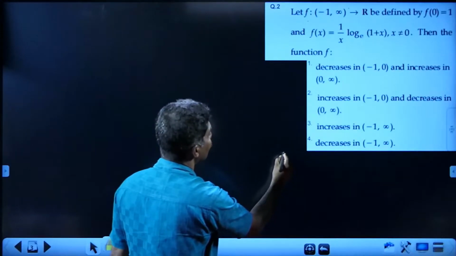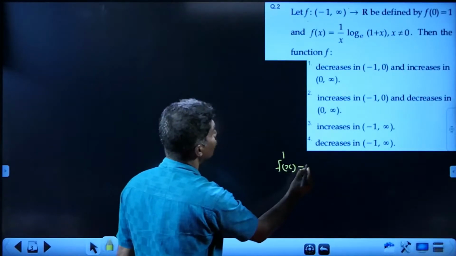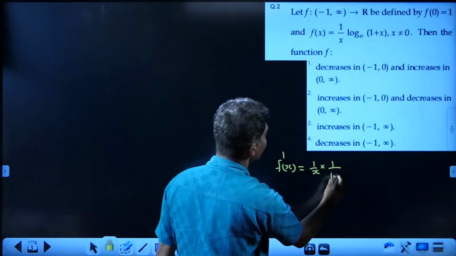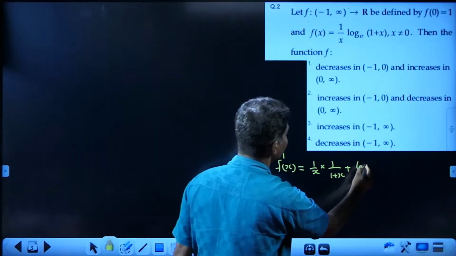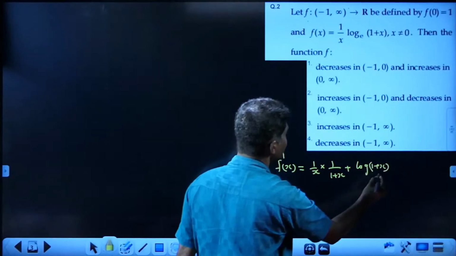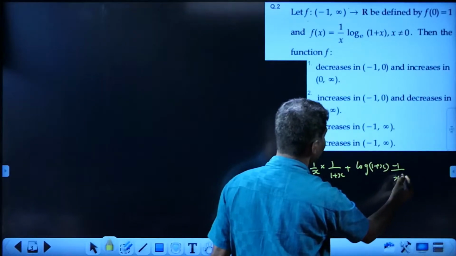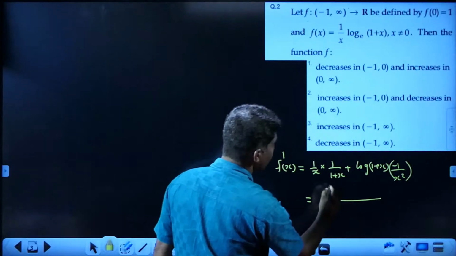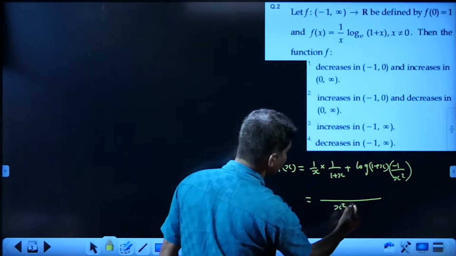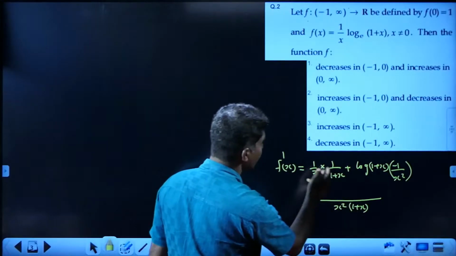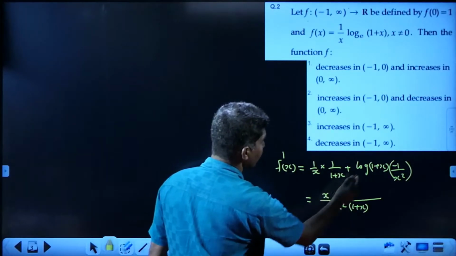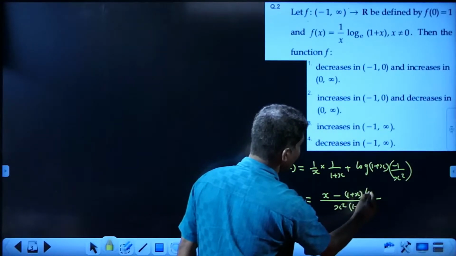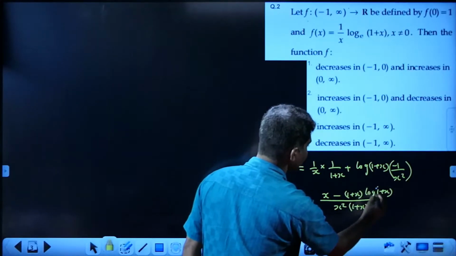What is the derivative? F dash of x is equal to first function into derivative of second function, 1 divided by 1 plus x, plus second function into derivative of first function, that is minus 1 divided by x square. Okay. You will take the common denominator as x square into 1 plus x. So you will multiply x here, and here is a minus, and you will multiply 1 plus x there, 1 plus x into log of 1 plus x. That is our f dash of x.